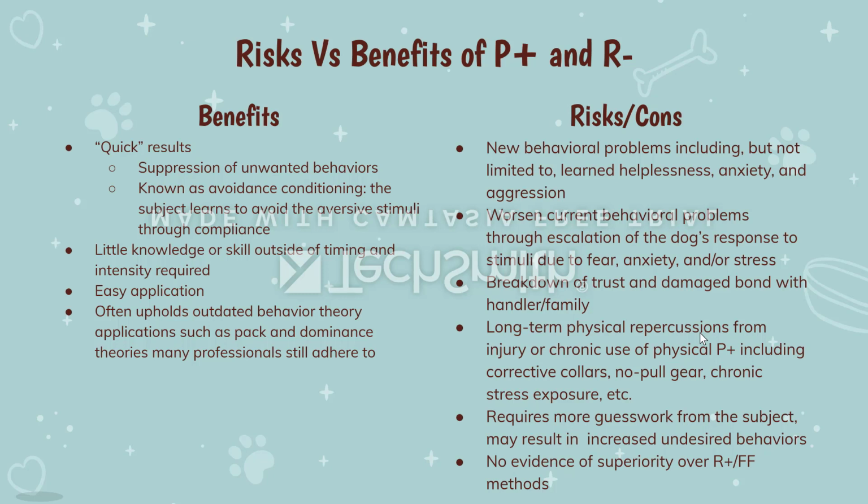Okay, what did I do that happened? What do I need to not do in the future? We're not really providing them with good information with these quadrants. And there's really no evidence of superiority of use of these quadrants over positive reinforcement and force-free methods. So there's not really a reason to actively be using these quadrants, if that makes sense.